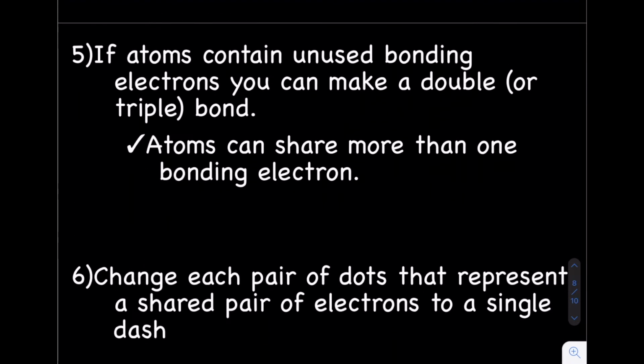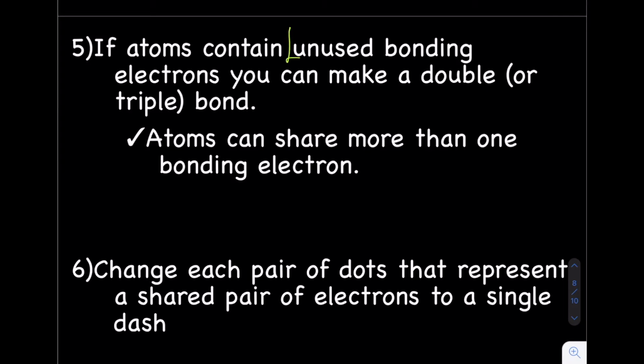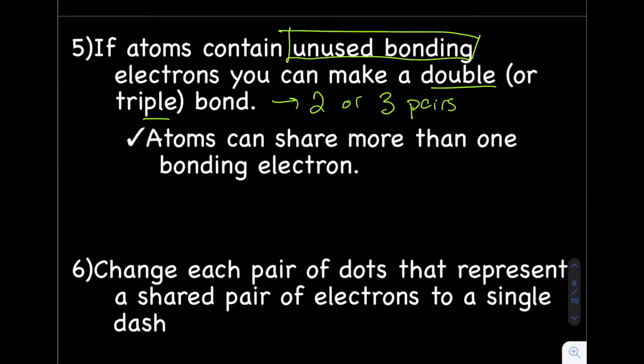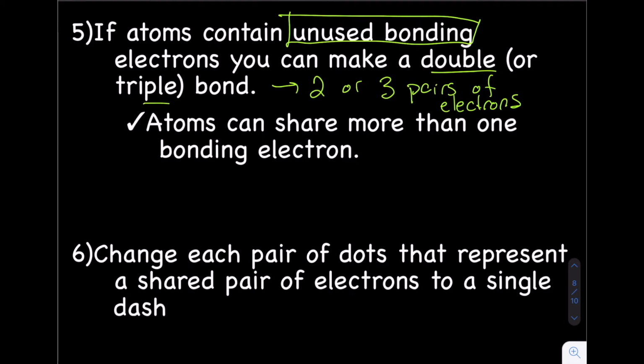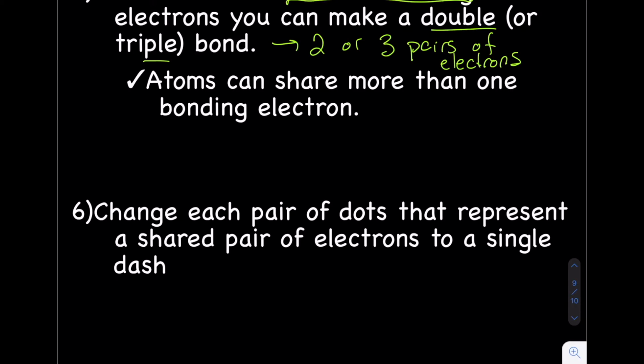Let's move on. If an atom contains unused bonding electrons, you can make a double or triple bond, which means you can share 2 or 3 pairs of electrons. I will show you that in a moment. So atoms can share more than 1 bonding electron. When you're all the way done, change each pair of dots that represent a shared pair of electrons to a single dash.